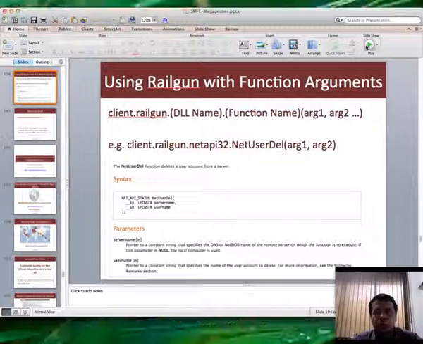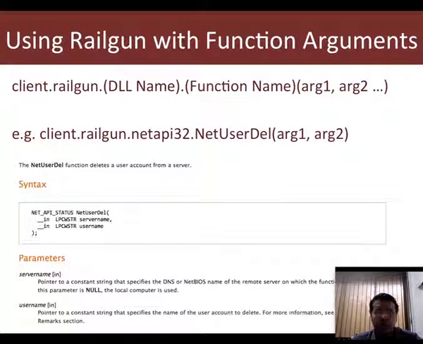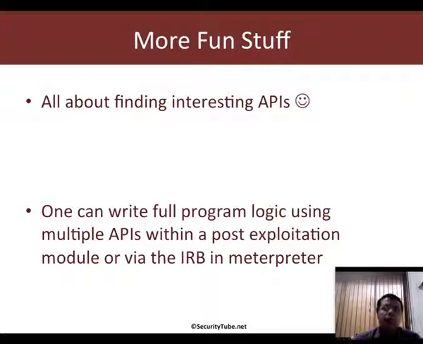So this is how you can use Railgun to call different functions in different DLLs available on the remote system. Of course, this is not limited to the two examples I just showed you. You could find a lot of interesting APIs like locking the workstation up, deleting accounts, creating new user accounts, adding people to groups and whatnot, and string together pretty complicated scripts. If you look at a lot of post-exploitation modules in Metasploit, you would see that they've made judicious use of Railgun in doing all of this.